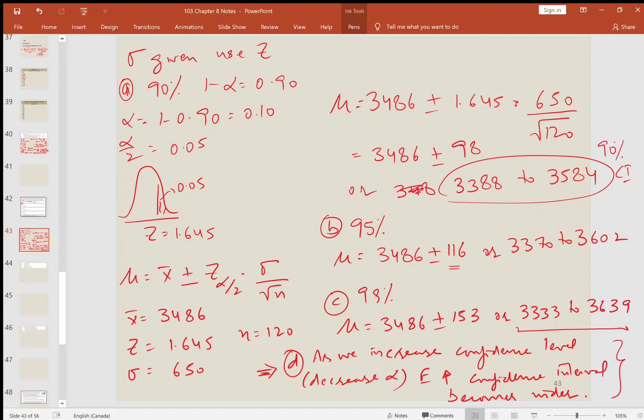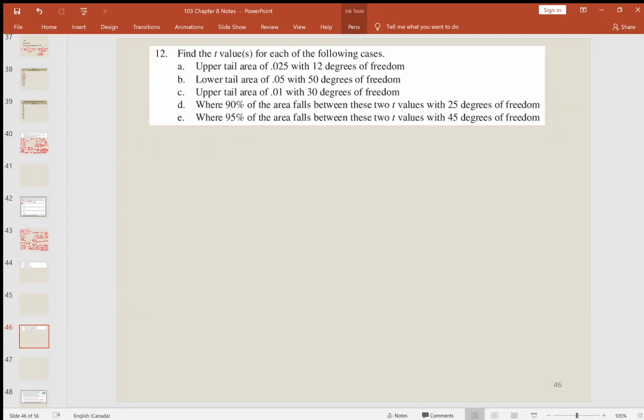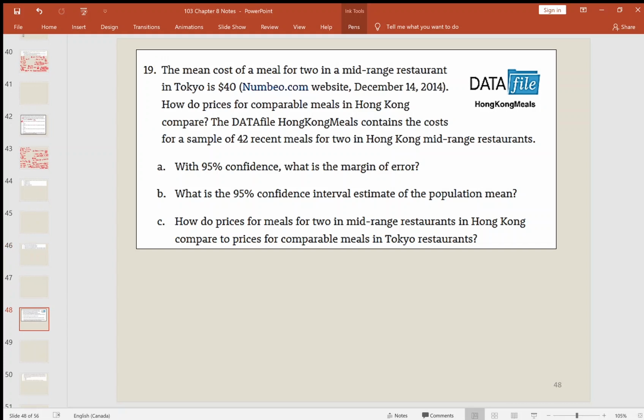Okay, so as I said, I've already done question number 11 and question 12 in my other video on how to look up the t-table. So let's go to question number 19 on slide 48. The mean cost of a meal for two in a mid-range restaurant in Tokyo is $40. How do prices for comparable meals in Hong Kong compare?